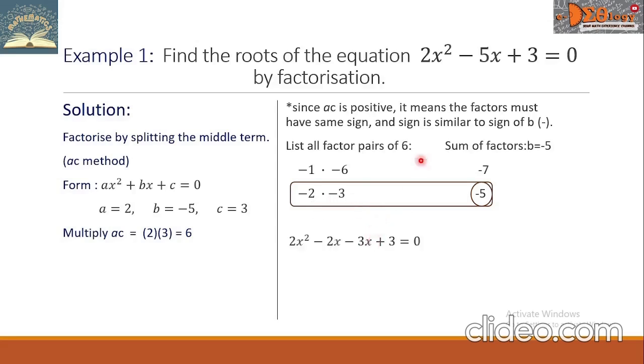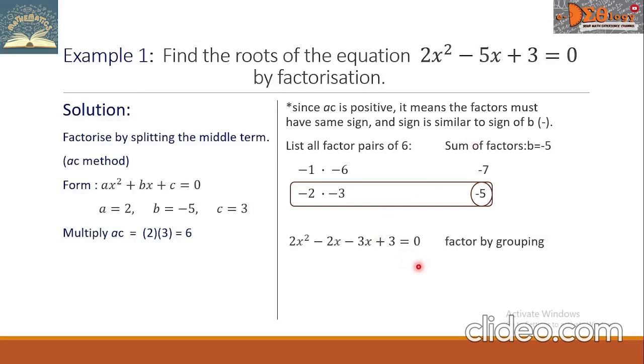Now, we rewrite our original equation. This time, we will split the middle term using this factor pair. So we have 2x squared. Now look at the negative 5x. It becomes negative 2x and negative 3x. Then we copy the constant plus 3 equals 0.